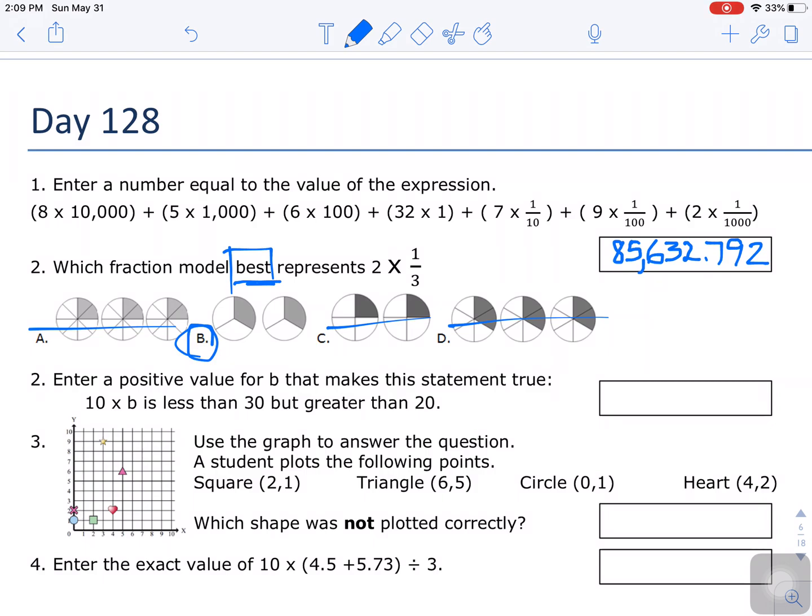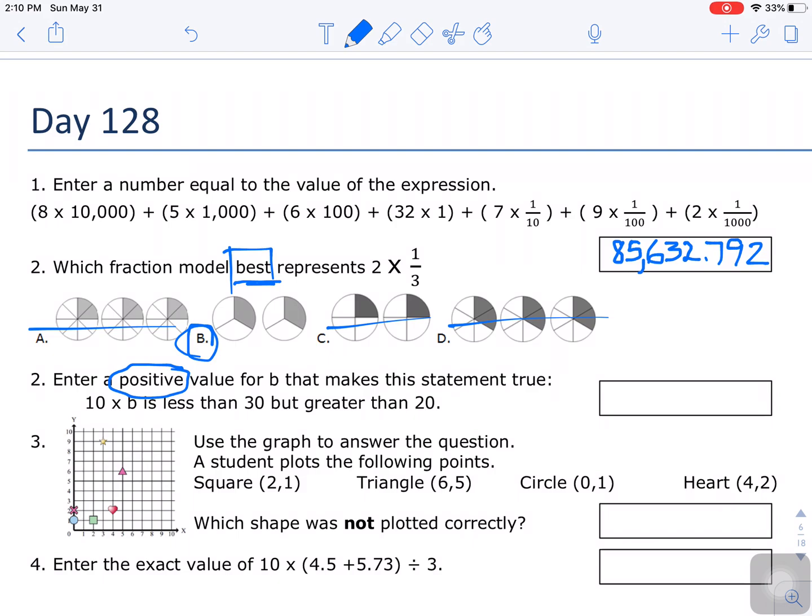Problem number 2. Enter a positive value for B that makes this statement true. Just as a side note, it keeps mentioning positive value. Next year in 6th grade, you're really going to start expanding your understanding of numbers and working with negative values as well. So it's kind of cool. But on this problem, we're entering a positive value for B that makes the statement true.